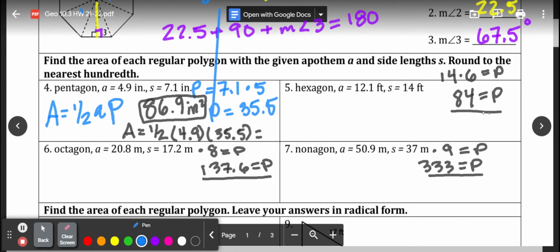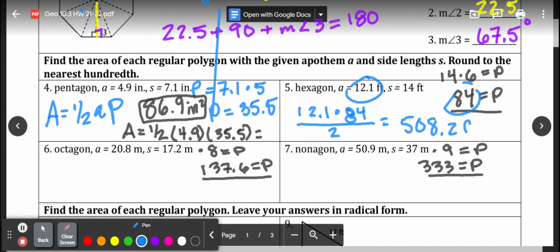So it's apothem times perimeter. I'm going to do 12.1 times 84 divided by 2. Sometimes I'll write it like this, with 84 and just divide it by 2. That's pretty much the same as the one over here. So 12.1 times 84 divided by 2, and we get 508.2 square feet.